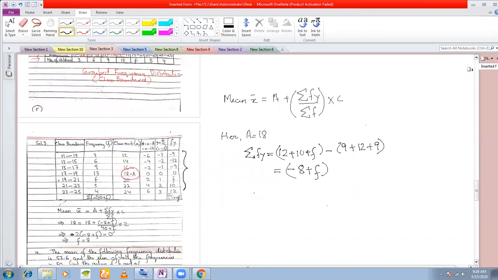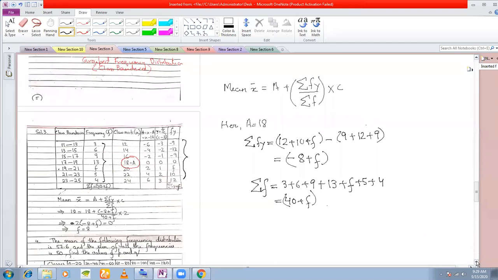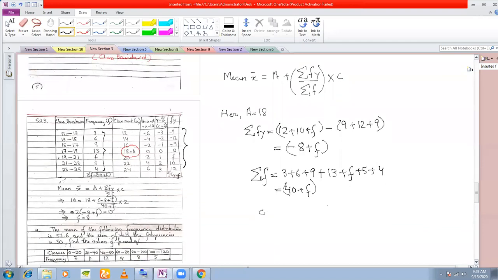Next, what we have is summation f, or sigma f. Summation f is the total of this column. So 3 plus 6 plus 9 plus 13 plus f plus 5 plus 4 will give you 40 plus f. So this is your summation f. And what is the class width here? C, the class width here, is 2. So therefore now just put the values.